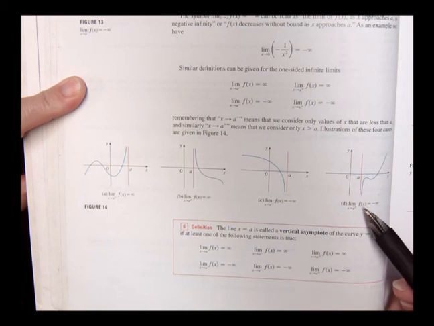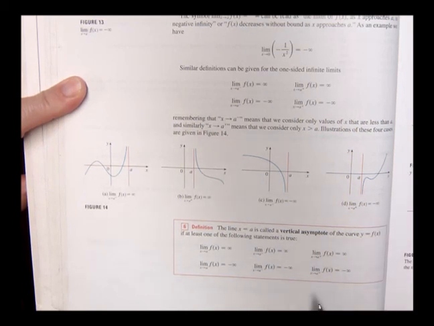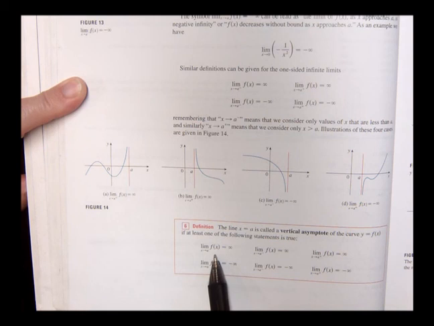And just as before, if you get the same thing from the right and from the left, then you can say the limit of the function as a whole also has that. And there will be a vertical asymptote.